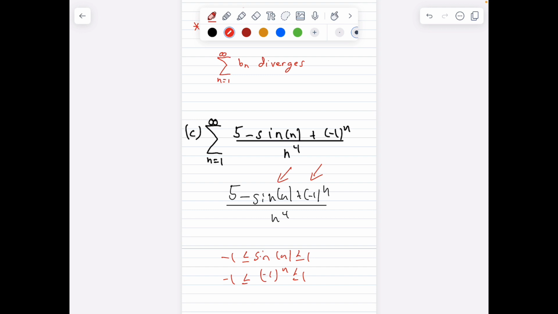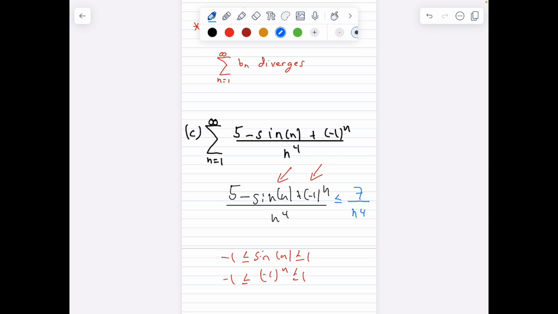And what I can do with that is build up an inequality for the numerator. I would say the following: the biggest this numerator could be would be 7. Because sine of n goes between minus 1 and 1. If sine was negative 1 at some point, then the negative there would make that into a plus 1. And the minus 1 to the n could be 1. So 7 would be the largest value for it, over n to the fourth.